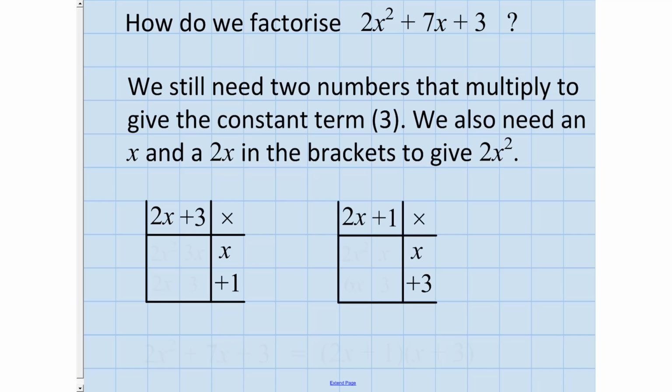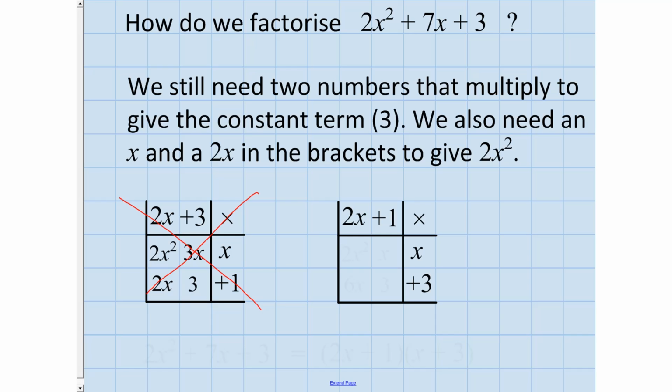We know there's going to be 2x and an x in each bracket, but numbers that multiply to give 3 are 1 and 3, but we don't know which bracket the 1 and the 3 have got to go in, so we have to try both. So first we'll try 2x plus 3 and x plus 1. And we'll multiply it out like we would when we were expanding. So 2x times x is 2x squared, 3 times x is 3x, 2x times 1 is 2x, and 3 times 1 is 3. So we've got the 2x squared, but 3x and 2x gives us 5x, but we want 7x, so this isn't going to work.